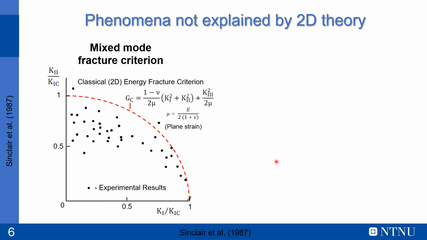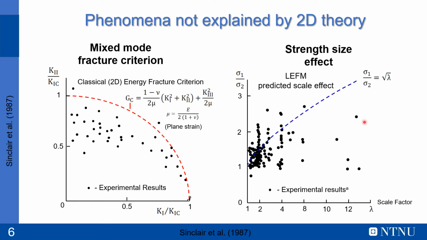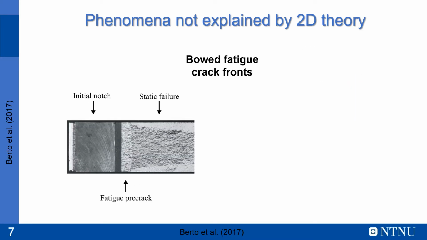There are some phenomena not well explained by 2D theory. For example, here the mixed mode fracture criterion is reported, and it's shown how experimental results do not fit very well with the theoretical prediction in plane strain condition. And another example is that of a strength scale effect, where the linear elastic fracture mechanics prediction does not fit at all with experimental results.